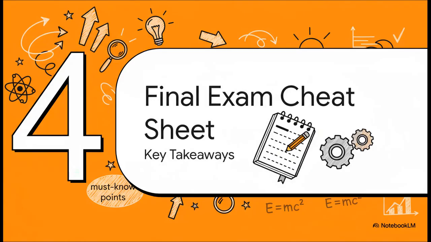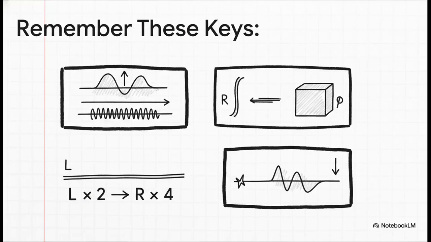Whew, okay, that was a lot of information, really fast. So let's just boil it all down into one final cheat sheet. These are the absolute must-know takeaways for your exam. Ready? Let's lock these in. For sound, loudness is amplitude, pitch is frequency, quality is waveform. For circuits, resistance depends on the wire shape.